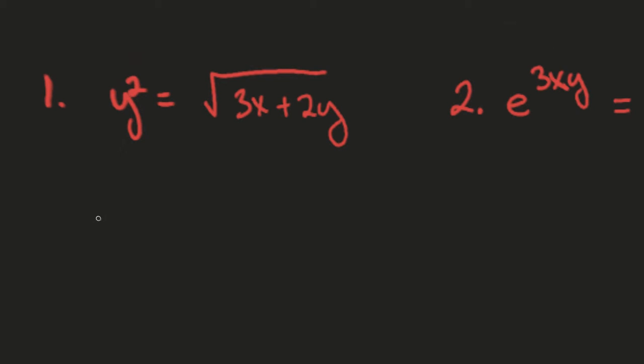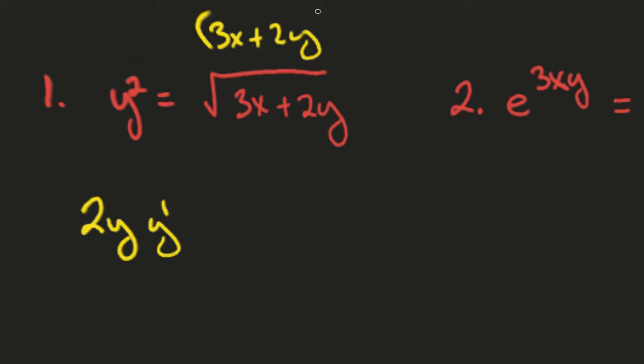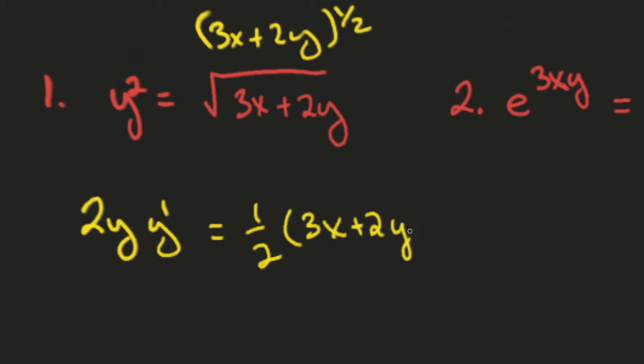Here we're going to have 2y times y prime. That can be rewritten as 3x plus 2y raised to the 1/2 using basic algebra exponent rules. And when you derive that, you use the chain rule. You rewrite what's inside. I did not derive it, so I do not put a y prime there. Subtract 1, and then multiply by the derivative of the inside. So in this case, we're going to have a 3 plus 2y prime.